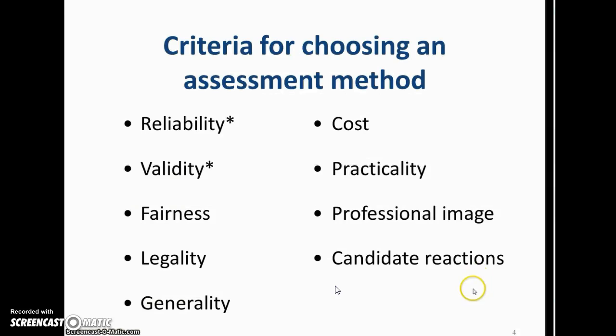At each stage of the recruitment process, we need to evaluate what is being done against some very definite criteria. And these are reliability and validity, what we're doing, fairness, legality, generality, cost, practicality, professional image, and candidate reaction. We'll go into these in more depth within each week, but I want you to begin to think about these as mechanisms or criteria by which you will judge every stage of the assessment process, and something that should be really intrinsic to how you view recruitment selection and development.